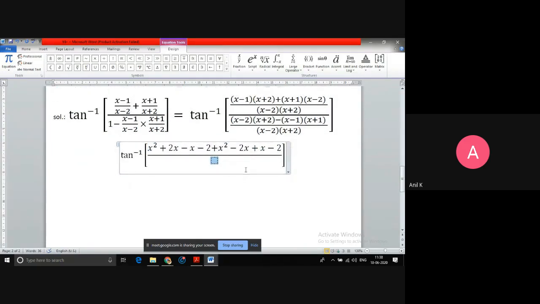Now look at the denominator, what will come. This is a plus b into a minus b, that is x plus 2 into x minus 2, which is going to be x square minus 4. Now look here. X plus 1 into x minus 1 is again going to be x square minus 1. This is also a minus b into a plus b, which is going to be a square minus b square. So I'll get x square minus 1.